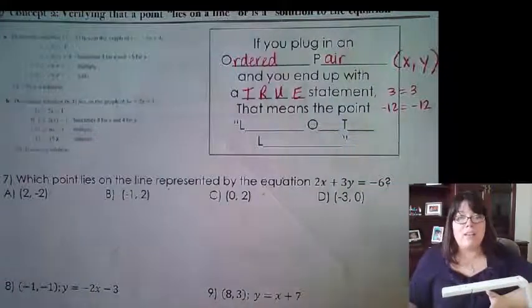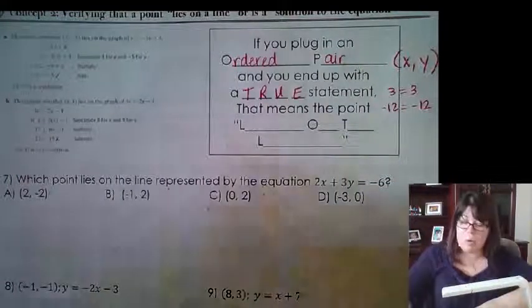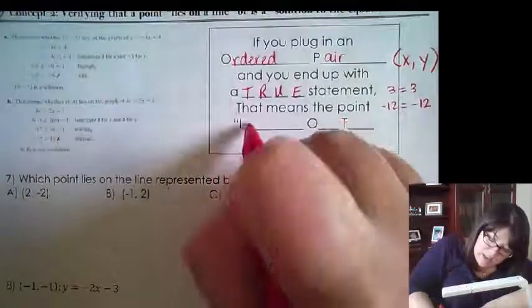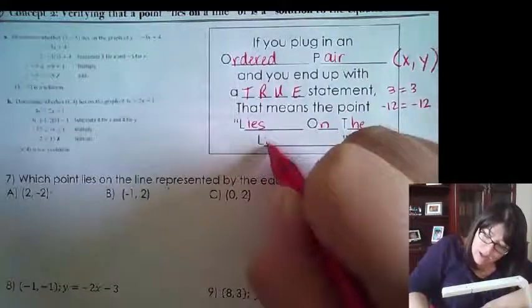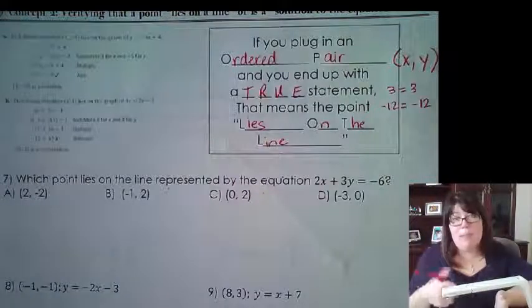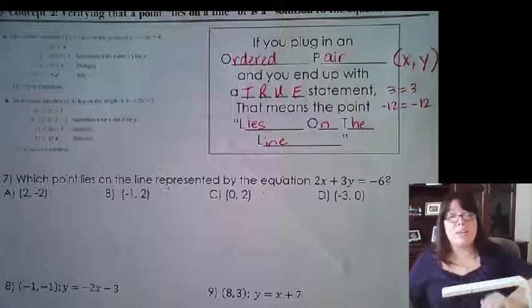And you can read it and go, yep, that is true. Then that means the point, the coordinate point that you plugged in, is on the line. We say that it lies on the line. And sometimes it does lie on the line and you get a true statement. And sometimes it doesn't lie on the line and you don't get a true statement. Let's take a look at what we're talking about here.